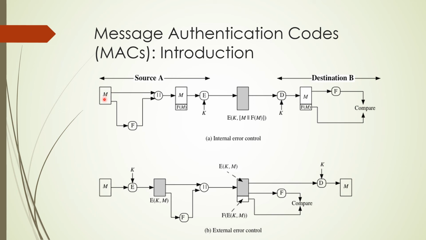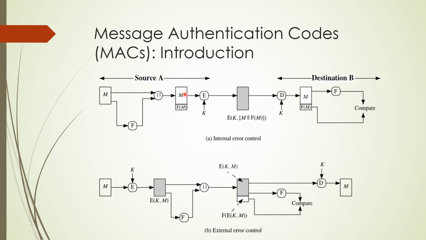So let's say the message M is going to be sent by source A. Before sending, A is going to apply a function, let's say function f, on M. That function can be thought of like a normal crypto hash function, the way we saw it in the previous chapters. And f of M is going to be concatenated with M, and that's going to create M followed by its digest, and then you just send it to the other side.